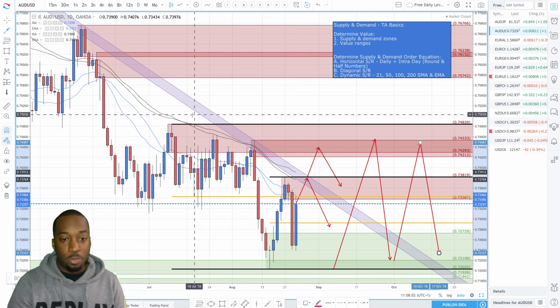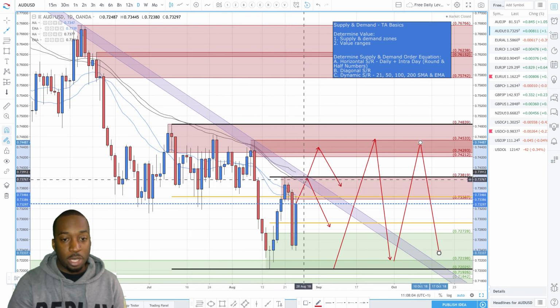We're at fair value at the moment between this low and this high, with some confluence of supply and demand, this diagonal trend line, and also dynamic support and resistance.